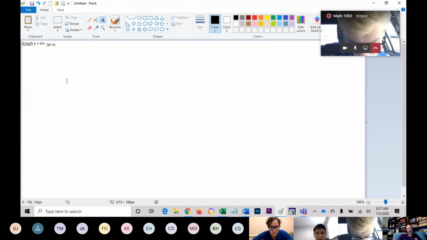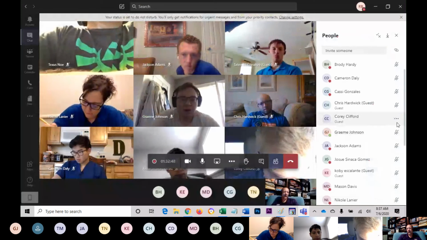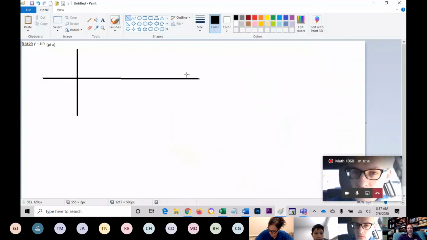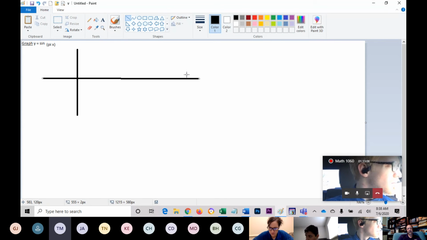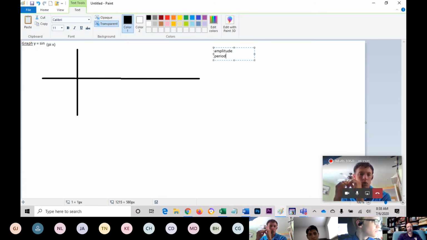Okay, so you all are experts now because I've showed you one example here. So if I ask you to graph y equals the sine of pi x, or to graph one period or one cycle of it, let's see here, how about Tatum? Tatum, can you tell me how to graph y equals the sine of pi x? Does having pi x instead of just x decrease your period? Yeah, that's good. I'm glad you're going there. Let's talk about your amplitude and your period right off the bat.